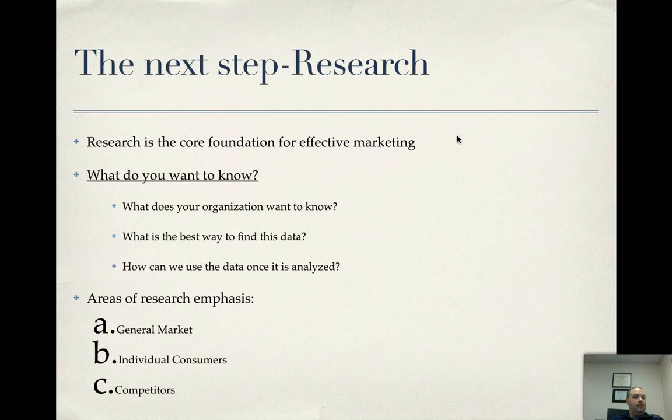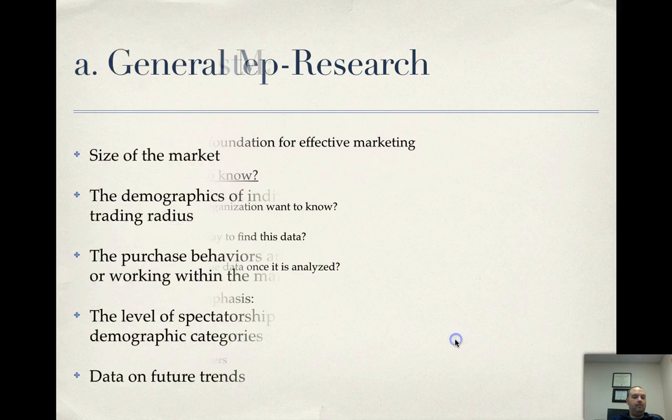The next step is you have to do research. That's pretty much what makes this work. A couple of things you want to know: first, what do you want to know as an organization? What's the best way to get this data? And then what do we do with the data once we have it and we analyze it? A couple of areas of real emphasis for database marketing are your general market, who you sell to; individual consumers, maybe of a certain product or a certain team; and then who your competitors are. That's somebody else you can do research on.